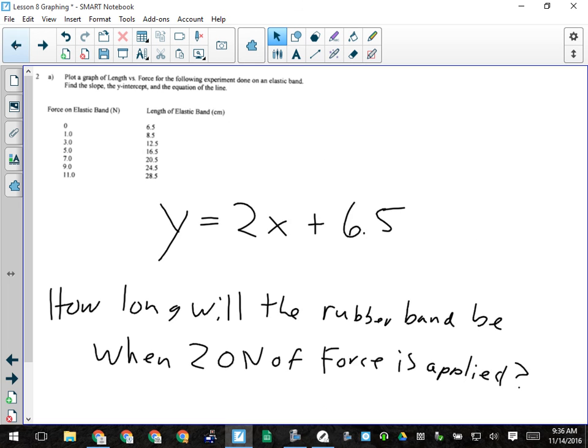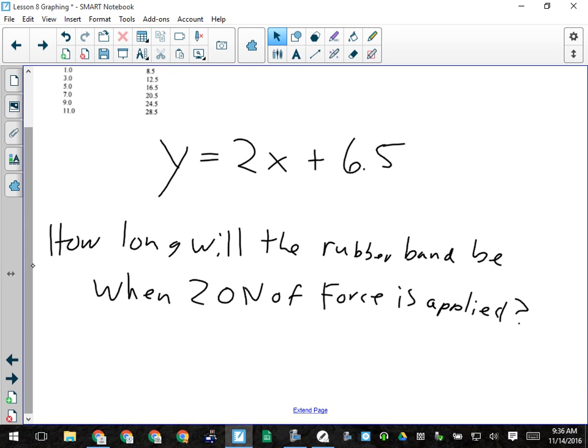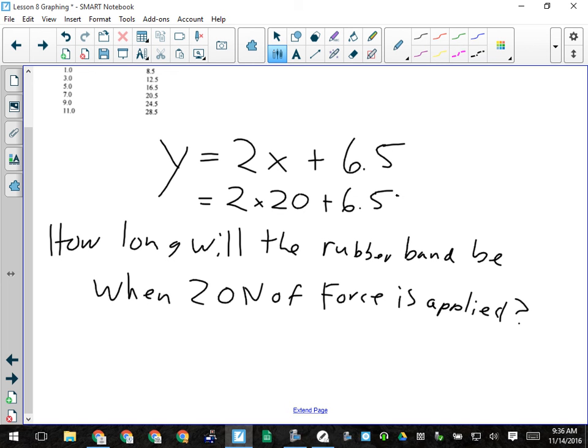I'm solving for a y value, so do I have to manipulate the equation at all? No, I just need to plug in the numbers. That's y equals 2 times 20, the 20 newtons, plus 6.5 centimeters. I have to account for the initial length of the rubber band: this much is how much it stretches, this is how much it was before, and I have to add the two together. Does everyone follow that? So we get 46.5 centimeters as the length of the rubber band when 20 newtons of force is applied to it.